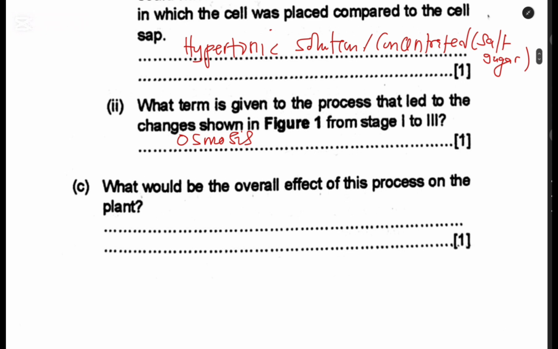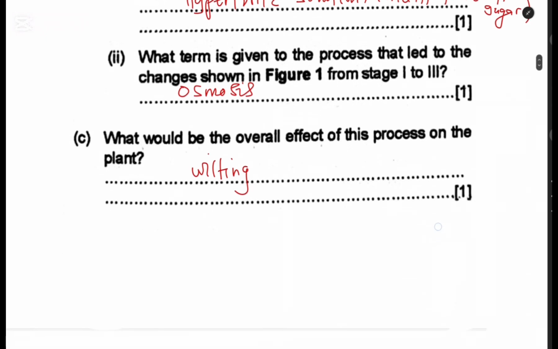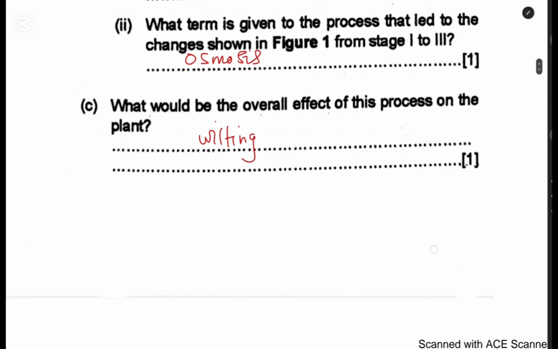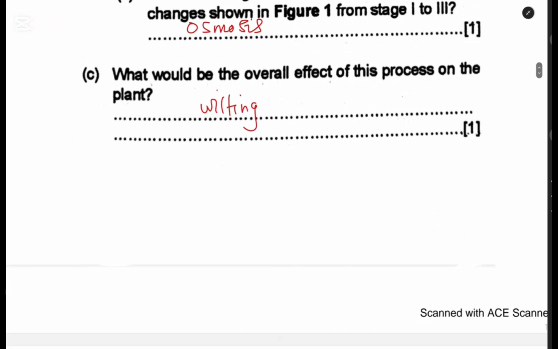Question C, what would be the overall effect of this process on the plant? So when the plant cells lose water, the overall effect on the plant is that the plant will wilt, because the cells will be plasmolyzed. So the overall effect is wilting. Wilting can be temporary or permanent. Temporary wilting can be reversed by adding water to the plant, but permanent wilting means the plant is dead.